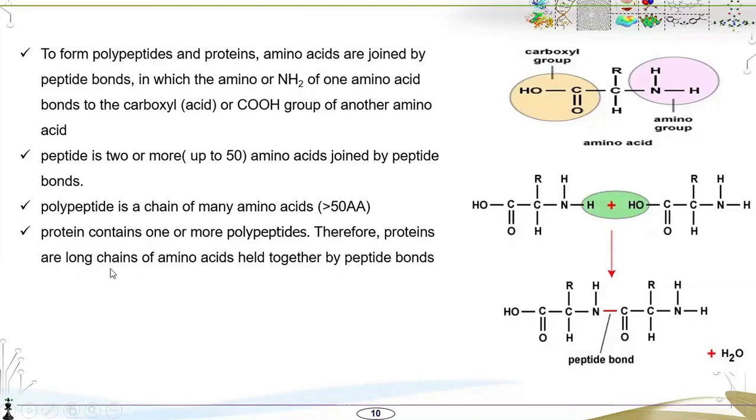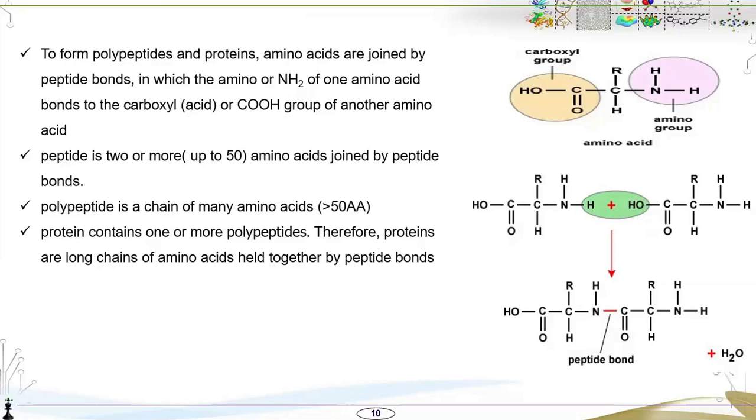Now, if you want to see the protein structure, if you want to synthesize the protein, you should have at least one or more polypeptides. Not a peptide, not a polypeptide alone. That means a huge number of amino acids, more than 100. That's the differentiation between the peptide, polypeptide, and a protein.